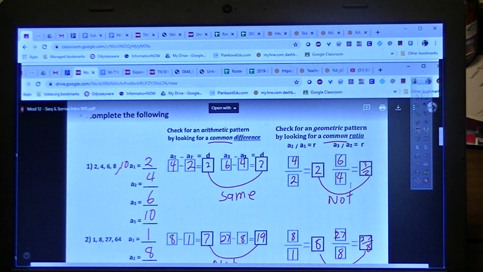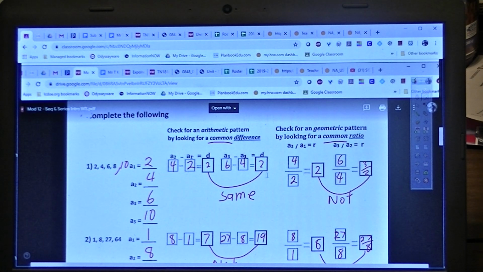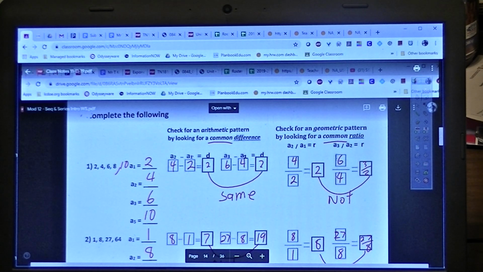So that's kind of where we're at now. We're moving into these multiplication division patterns, and this is how we find r. Just a quick reminder of how that works.